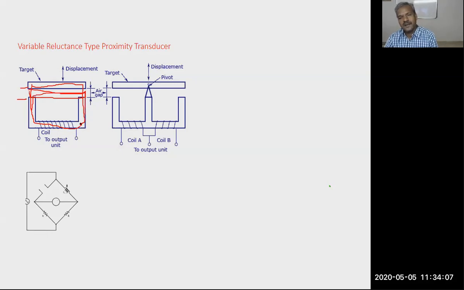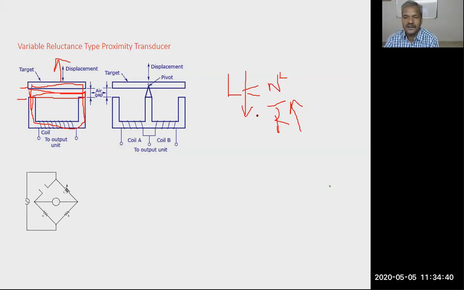You know reluctance is the resistance. As the displacement moves towards this side, the air gap increases. When the air gap increases, reluctance is more, and when the reluctance is more, the inductance reduces. You know the relation L equals N squared by R. So as the reluctance increases, the inductance of the coil decreases. Depending on the displacement, we can change the inductance.